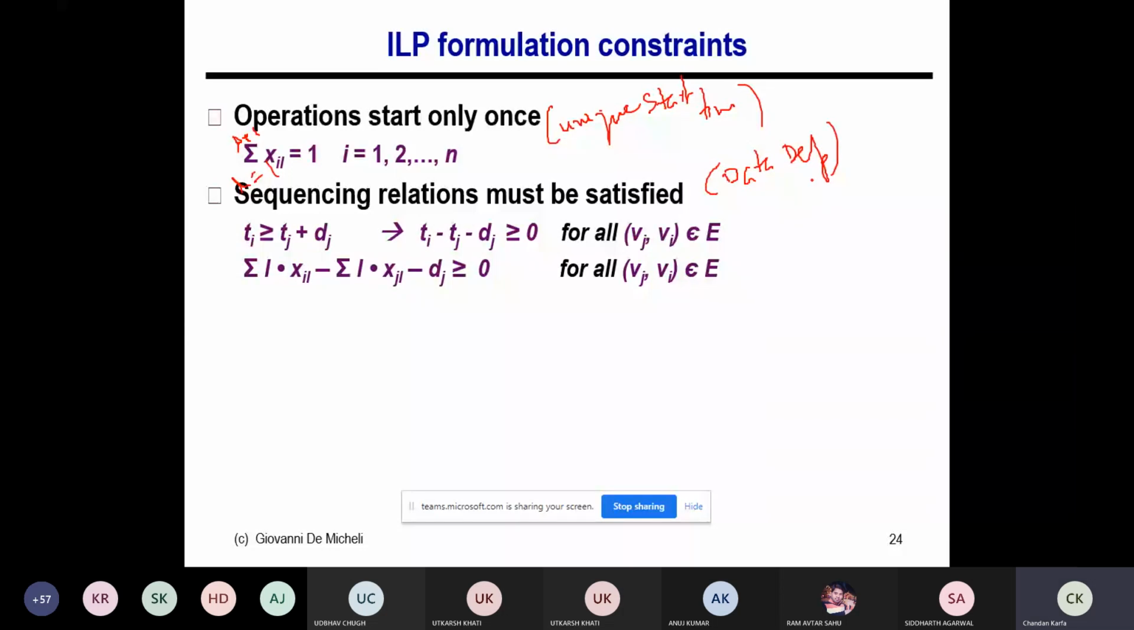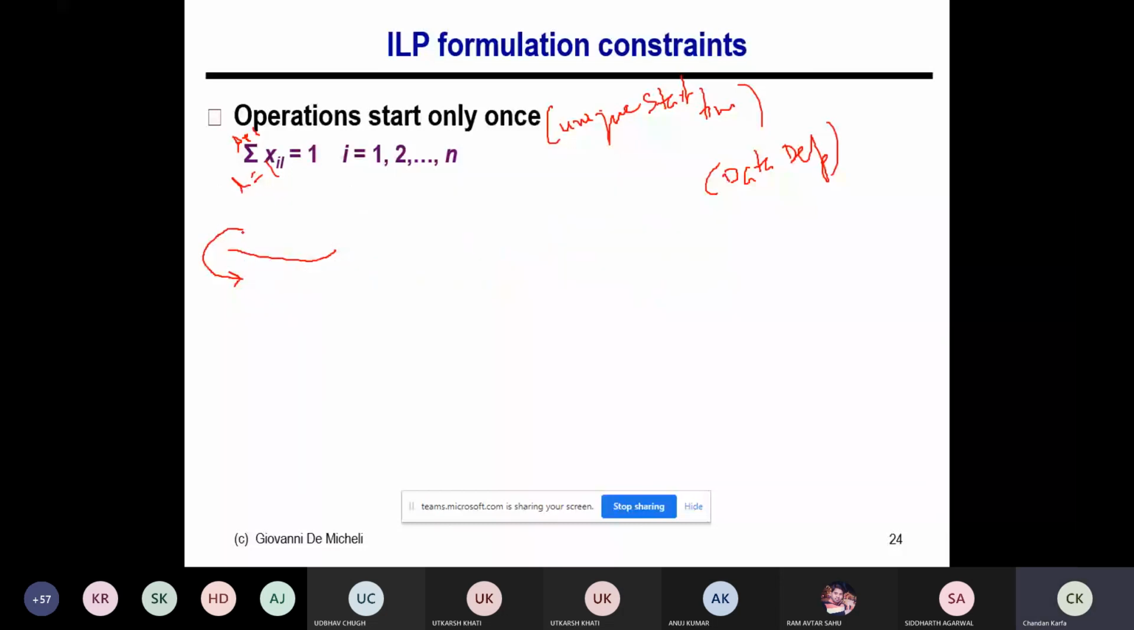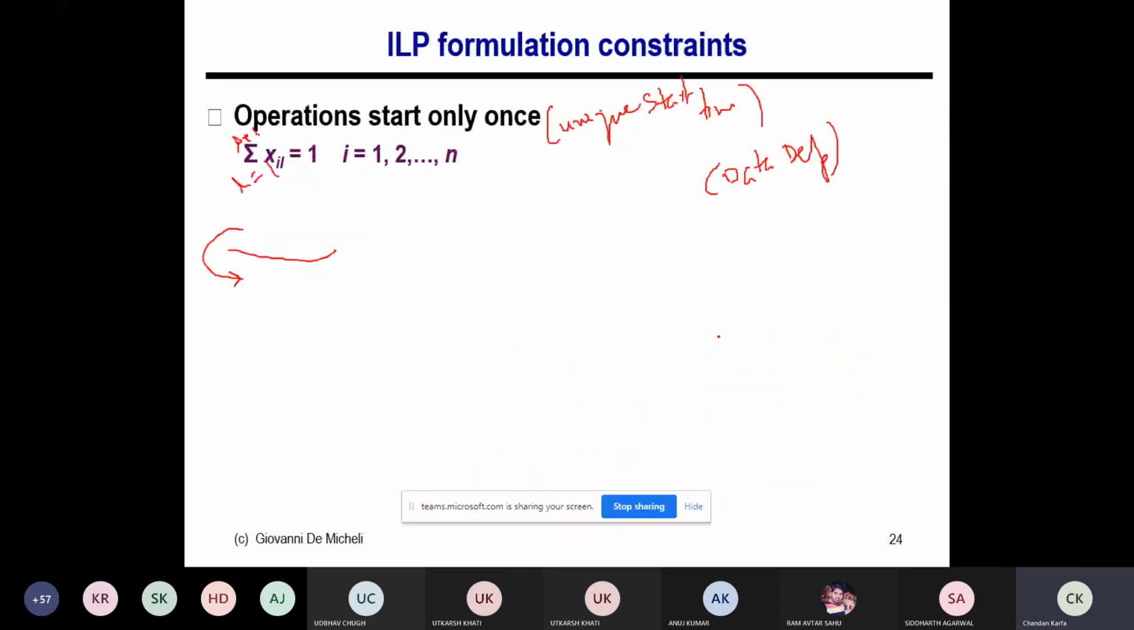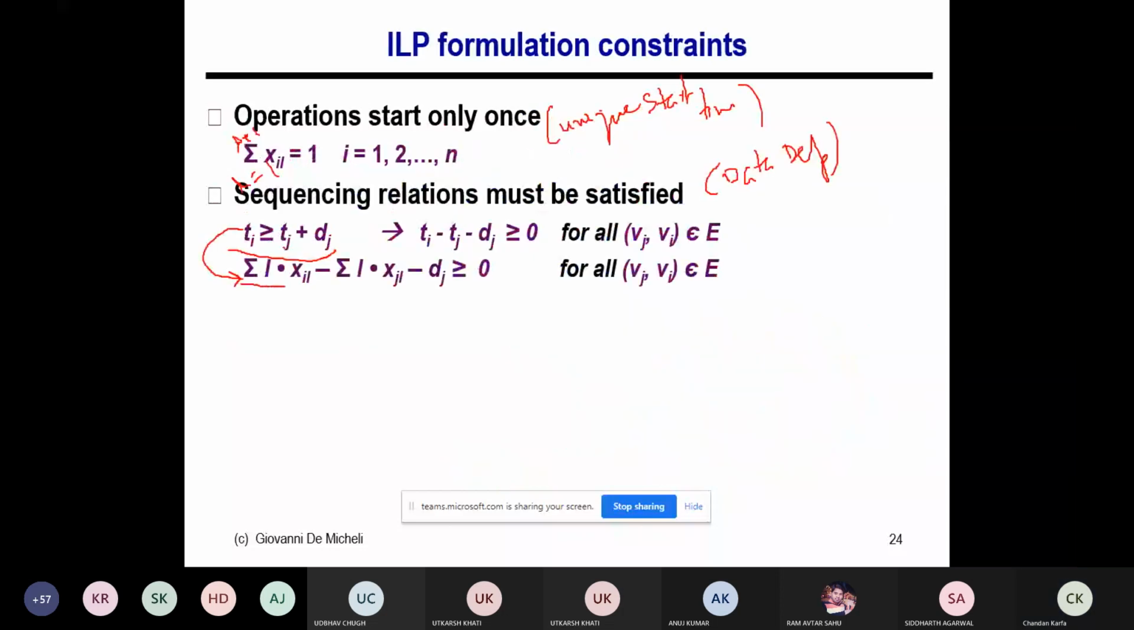I already explained the data dependency constraint is this. Now I can replace this by this, because I already explained previously that if I multiply x_il with l, their summation will be nothing but t_i. I already explained that in this slide. So the summation is the start time of variable i. I just replace t_i by this, p_j by this, and d_j is already that. So basically this is my constraint, so that all the data dependency constraints will be satisfied.